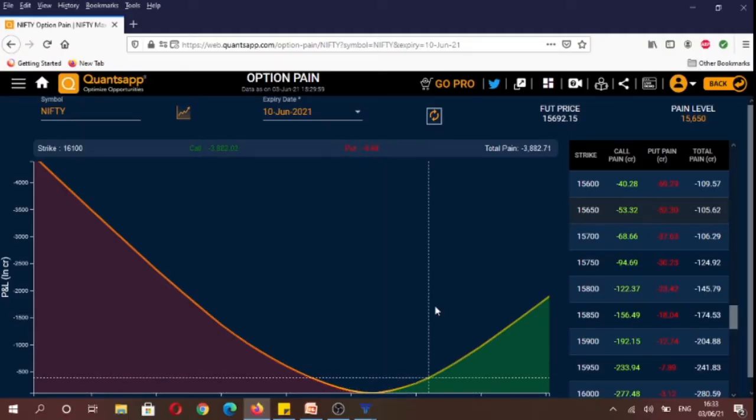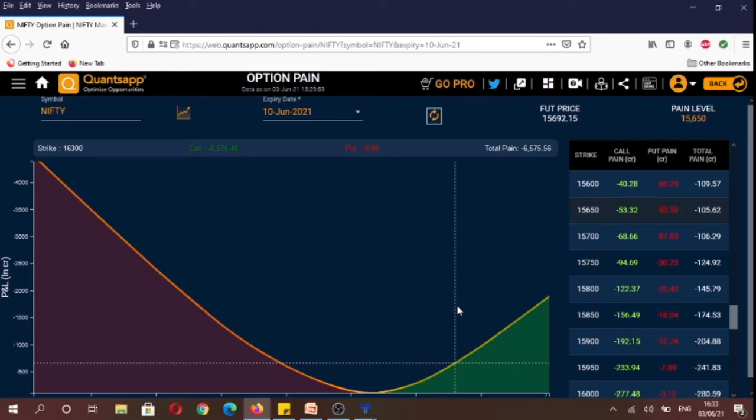So for the new weekly expiry contract, the max pain level is at 15,650 levels, and the next expiry is going to be on 10th June. So if market was to expire at 15,650 odd levels or near about those levels on 10th June, in that scenario, option writers would make profit at 15,650 strike, and call and put option buyers of 15,650 strike, they would be suffering huge losses as on expiry.